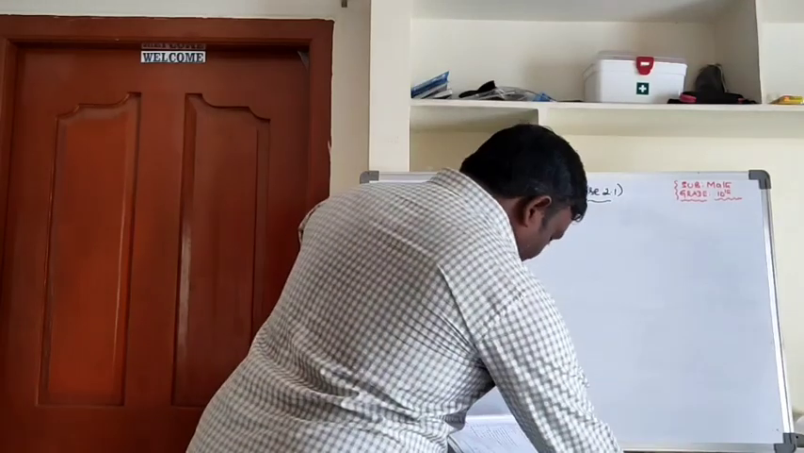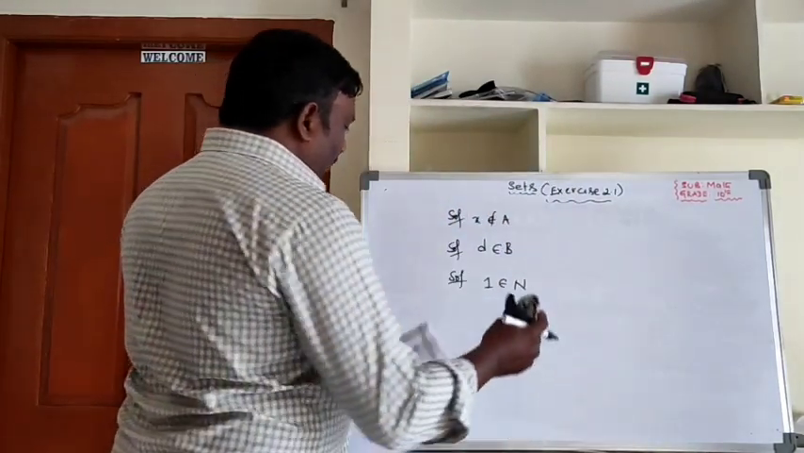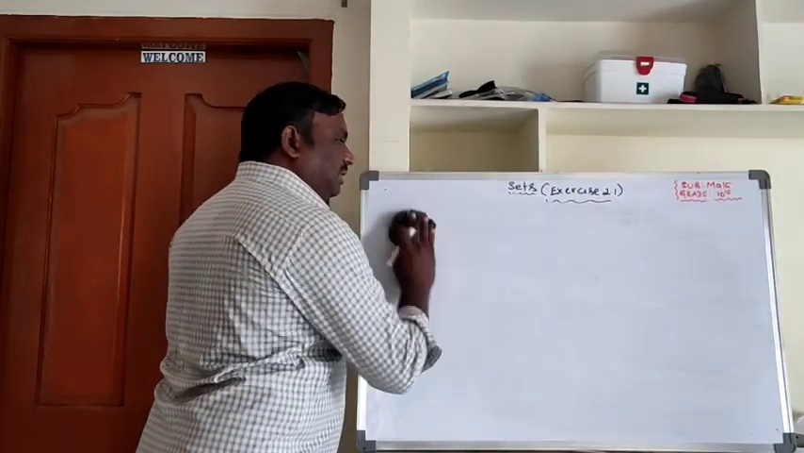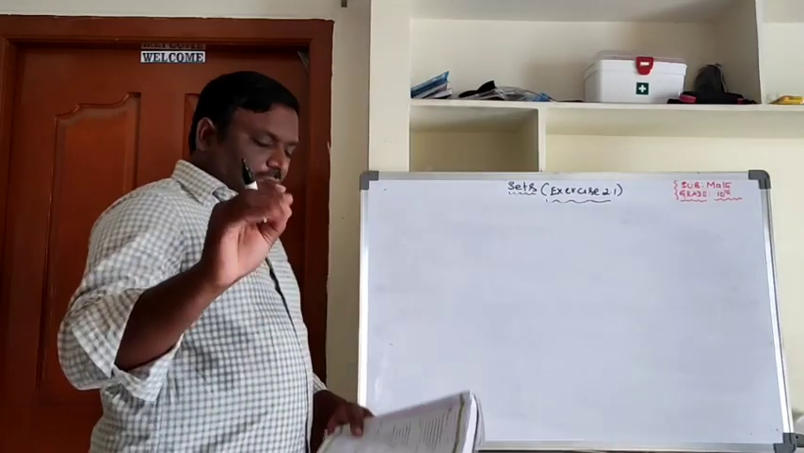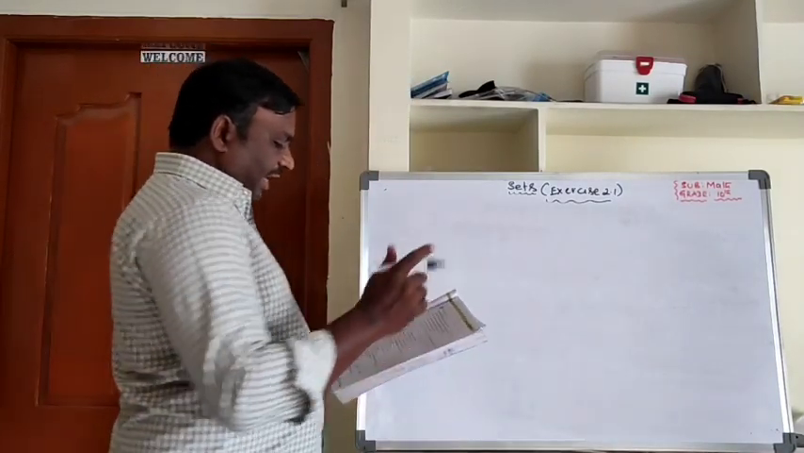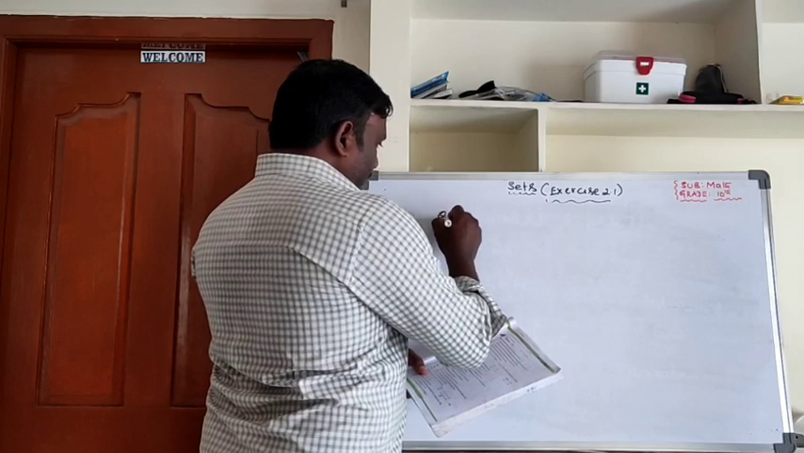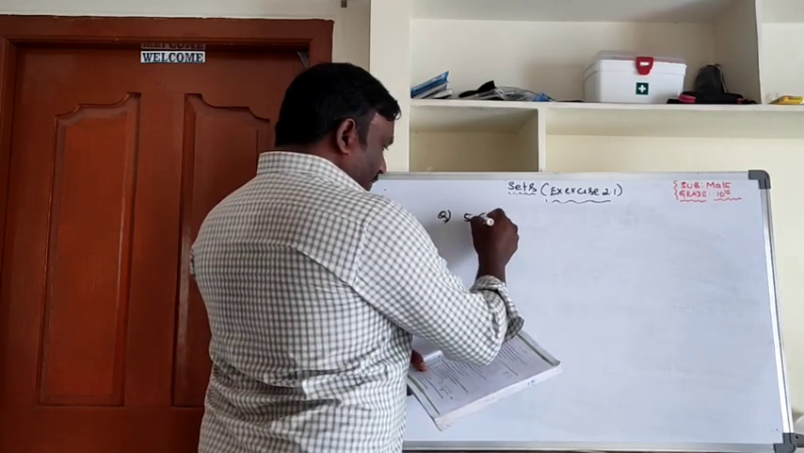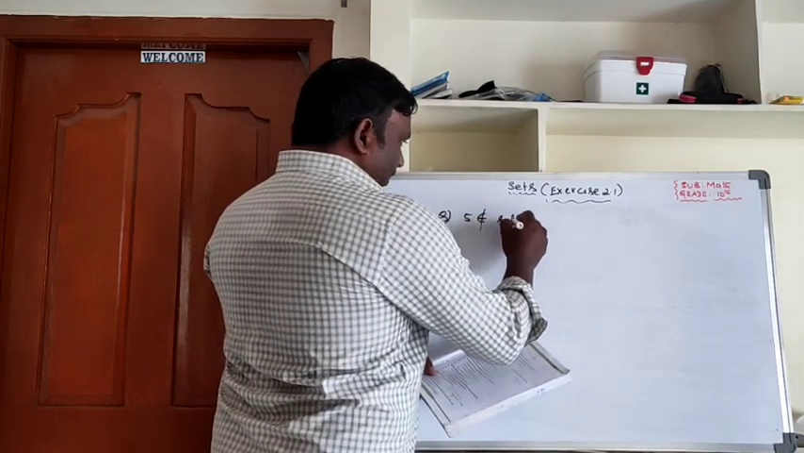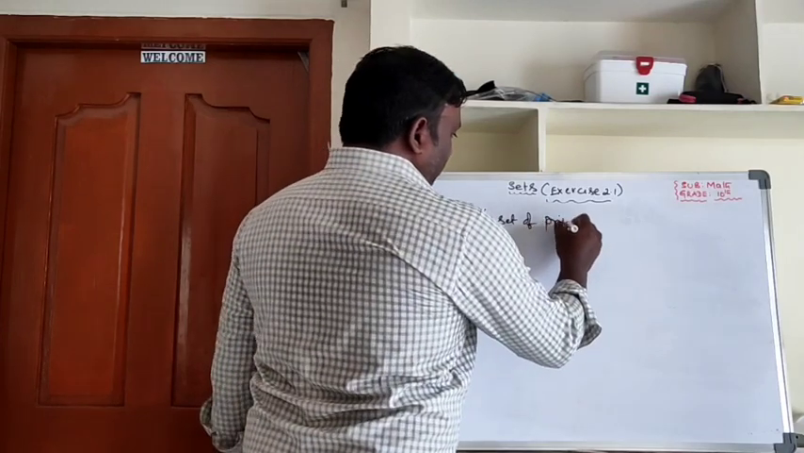And the fourth question: state whether the following statement is true or false. Justify your answer. When they give justify your answer, definitely you have to write the reason. So 5. See the question: 5 does not belong to the set of prime numbers.